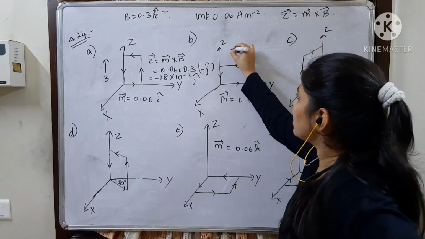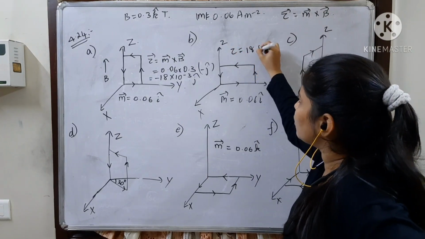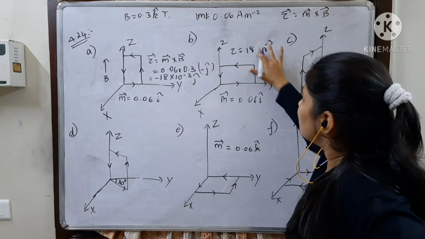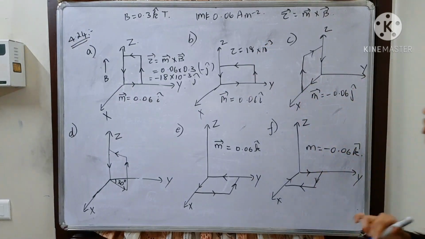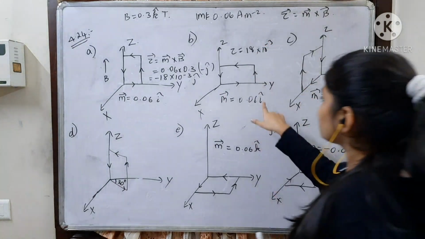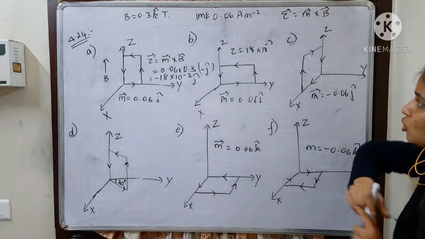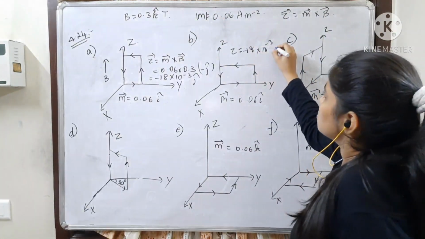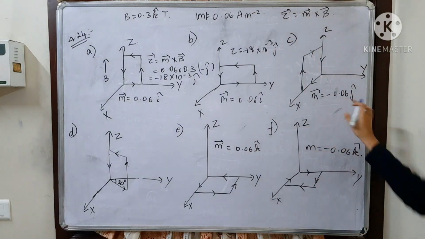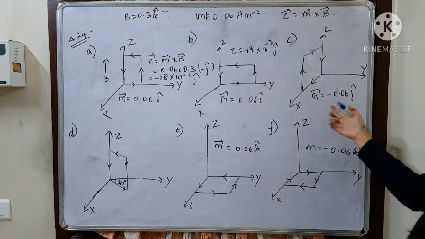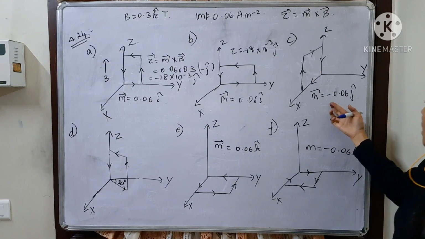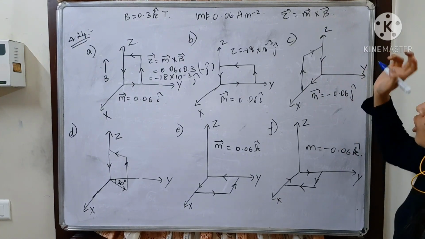So here you are having torque is equal to, once again you will get the value as 18 into 10 power minus 3 only, but the direction alone will be differing. So the direction will be equal to, this is i cross k. Okay, so in this case also it is going to be minus j. Okay, then what about here? So here you will be having the minus j cross k.